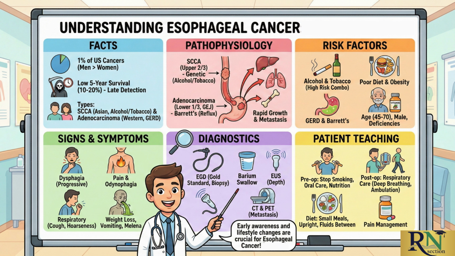We have risk factors: alcohol and tobacco, with 18 times the risk for those drinking. A diet low in vegetables and fluids, and obesity associated with hernia and GERD. Medical conditions like GERD and Barrett esophagus.